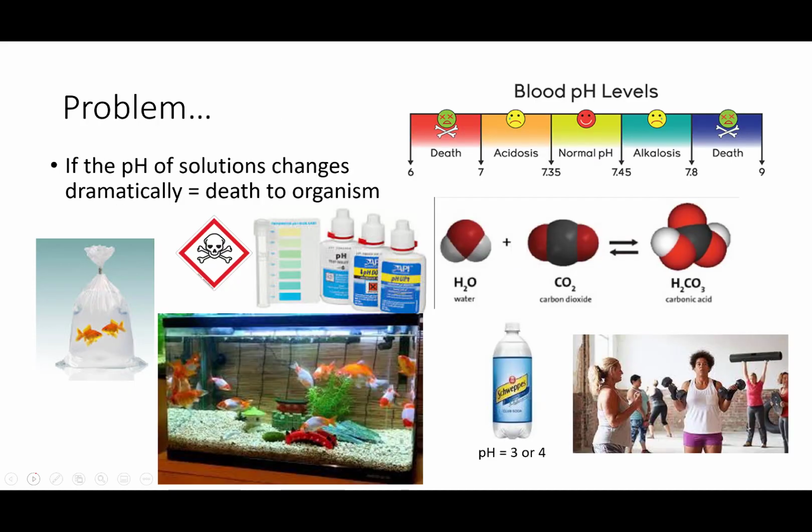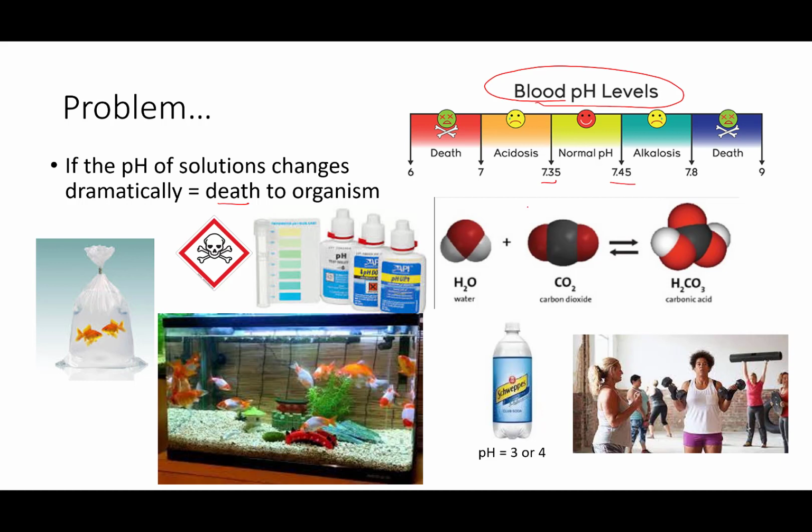Now, the problem with that is that if this would happen to your fish in your fish tank or inside your body, it could lead to death. So let's go through a couple examples. Blood pH levels are very vital that we keep within the range of 7.35 to 7.45. That's a nice normal pH.